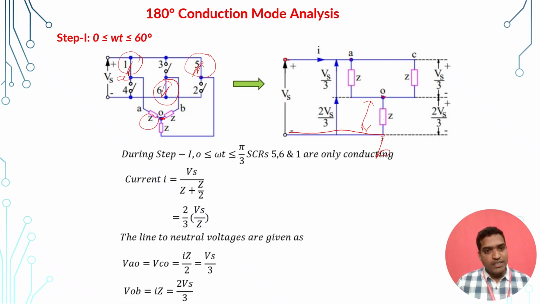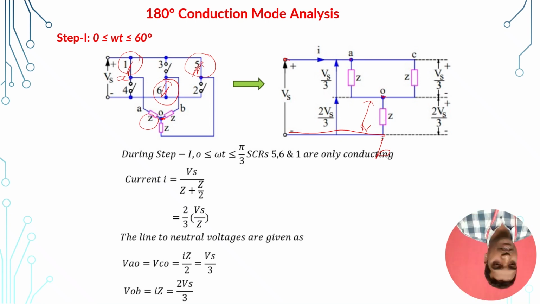So that means, from 0 to 60 degrees, this particular inverter can produce VAO, VCO as well as VOB, with magnitudes VAO equal to VCO equal to Vs by 3, and VOB equal to 2 Vs by 3. These magnitudes help to draw the phase voltages as well as the line voltages of this particular three-phase inverter.